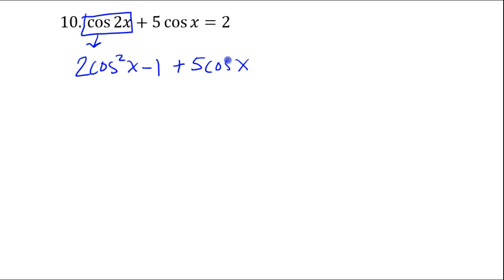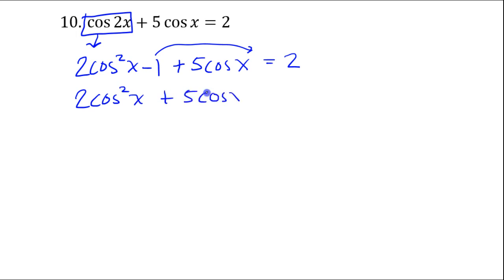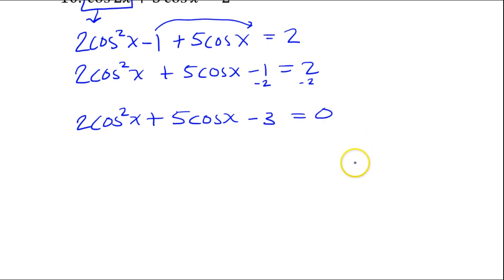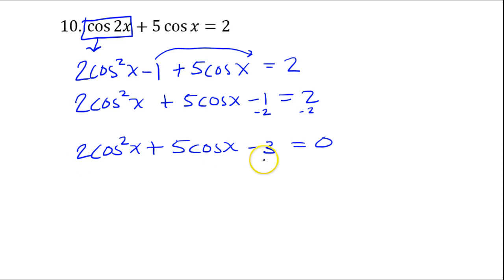I've got plus 5 cosine x is equal to 2. Now these are out of order, so I'm going to move the negative 1 to the end, so that's going to give me 2 cosine squared x plus 5 cosine x minus 1 is equal to 2. I just moved it over. And now subtracting 2 from both sides, that's going to give me 2 cosine squared x plus 5 cosine x minus 3 is equal to 0. Now this looks like something that I can factor, so let's go ahead and try to factor it.